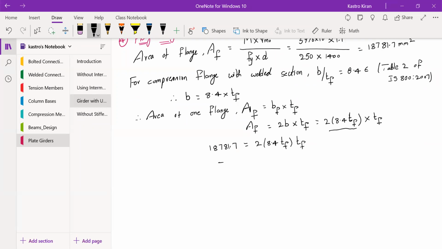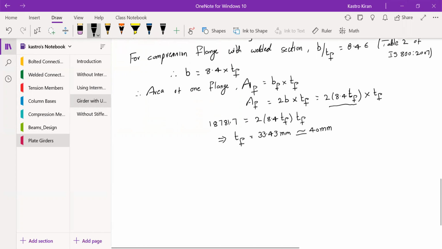So if you solve this equation, you are going to get the thickness of the flange as 33.43 mm. So I'm rounding it off to the nearest 10-digit value, which is 40 mm. So that's how you're going to find out the thickness of the flange. So from this, you can find out the width of the flange. That's very simple.